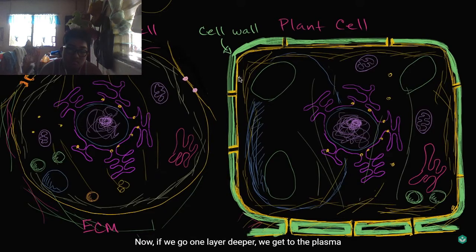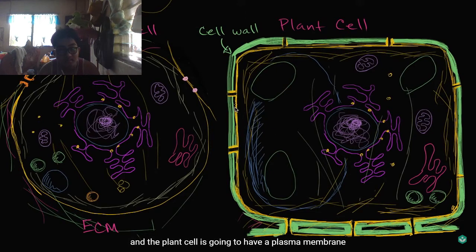Now, if we go one layer deeper, we get to the plasma membrane, the cellular membrane, and we see that that is common to both. The animal cell is going to have a plasma membrane, and the plant cell is going to have a plasma membrane. And they actually can both have tunnels between neighboring cells. We studied that in the cell wall video for plant cells. We saw these things called plasmodesmata, and we actually see a complete one over here because I start to draw a little bit of an adjacent cell. Plasmodesmata.